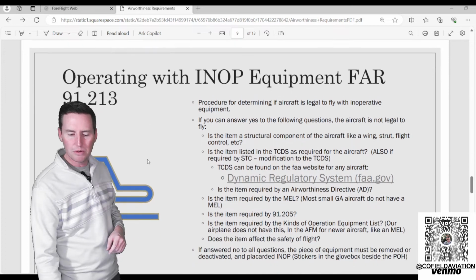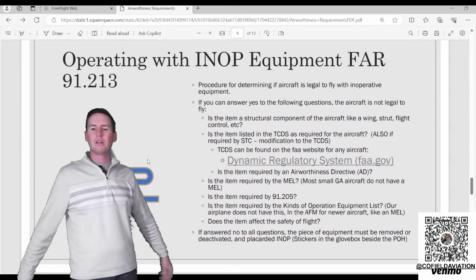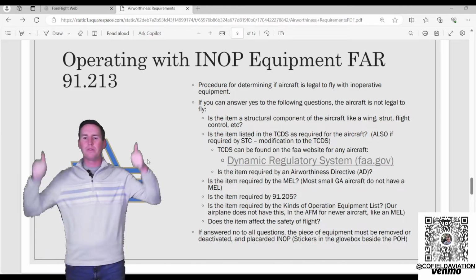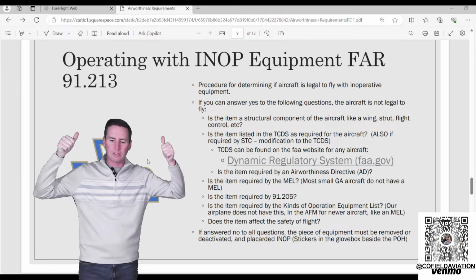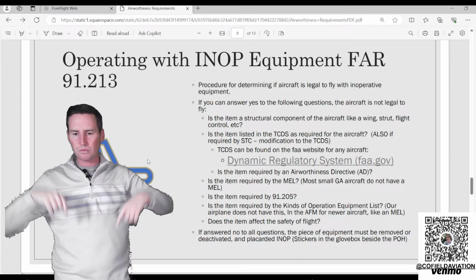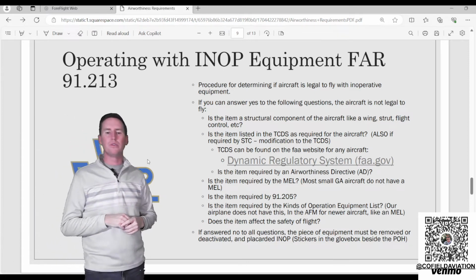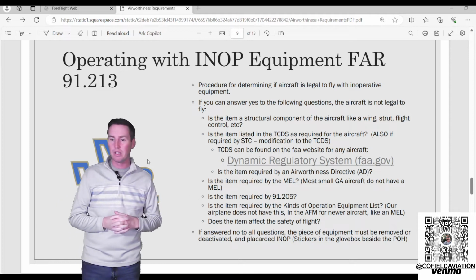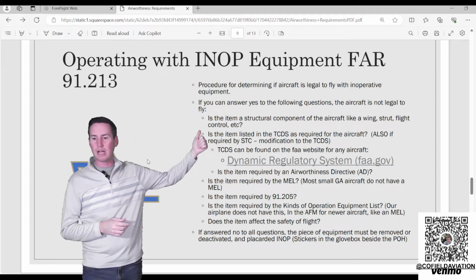Now, what do we do if we have inoperative equipment? In 91.213, the FAA gives us a procedure, a way to fly with inoperative equipment. Okay, so this is what we're going to outline right here.